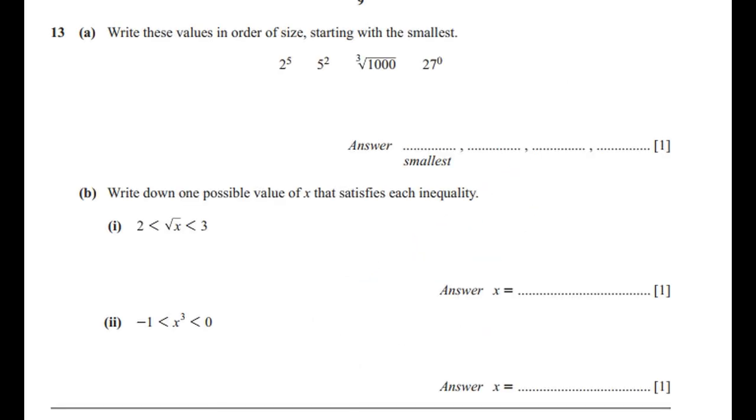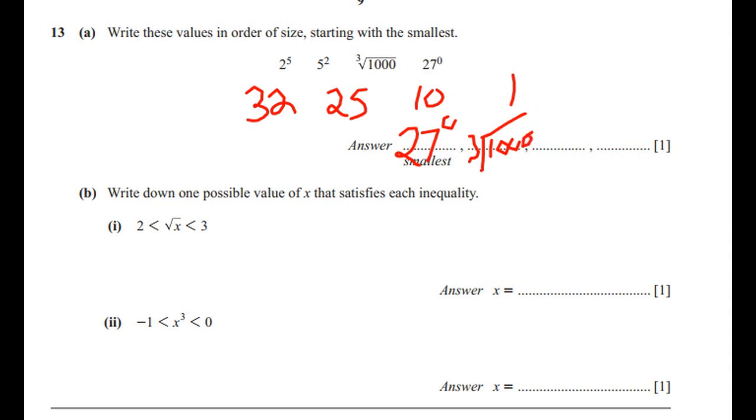Question 13, part A. Write these values in order starting with the smallest. So 2 power 5 is 32, then we have 25, then we have 10, and then 27 power 0 is 1. So the smallest number is 27 power 0. Then we have cube root of 1000. Then we have 5 squared, and then we have 2 power 5 for part A.